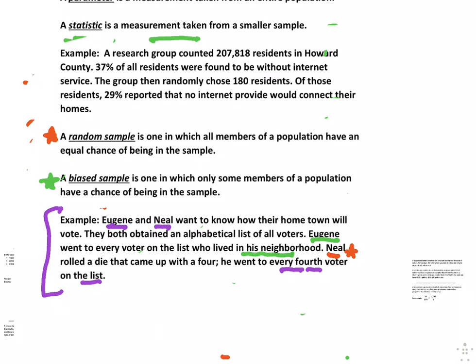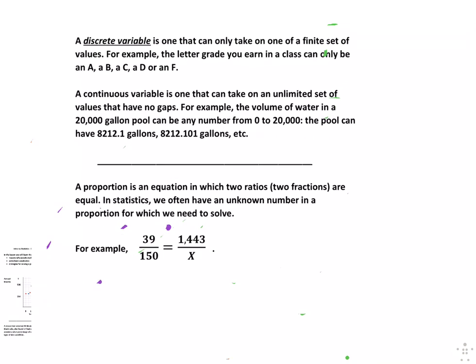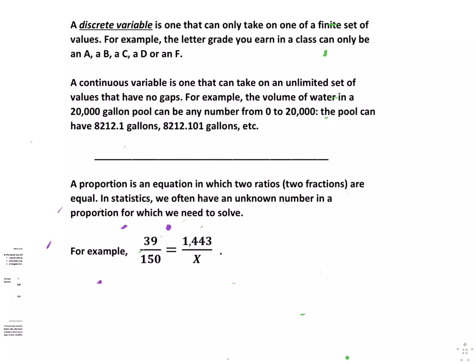Now, let me erase what I've just done, and we'll go to the end of our vocab. So, let me now reduce that, and let's go to our last page. I want to clarify what makes a variable discrete versus what makes a variable continuous.